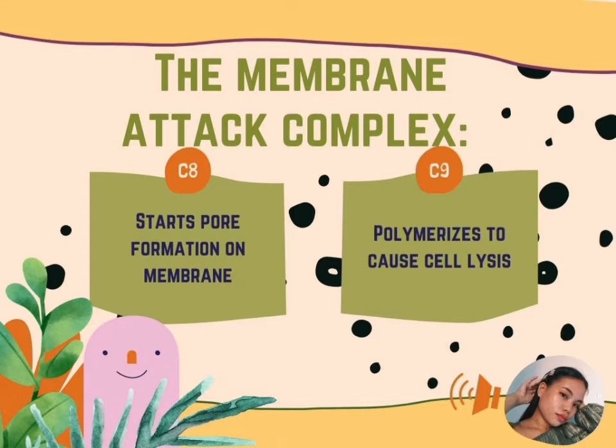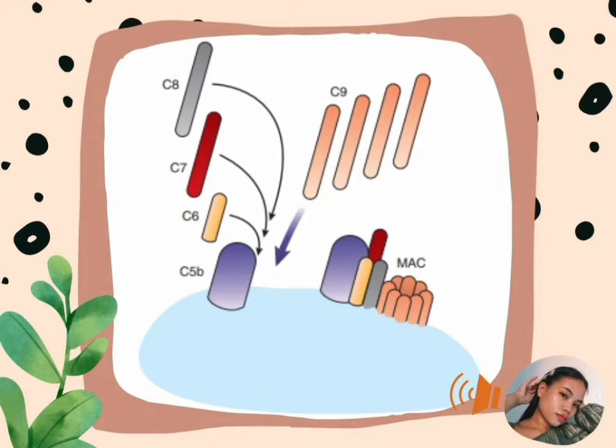C8 is made up of three dissimilar chains joined by disulfide bonds and has a molecular weight of about 150,000. Its function is to start pore formation on the membrane. On the other hand, C9 is a single polypeptide chain with a molecular weight of 70,000. The carboxyl terminal end is hydrophobic, whereas the amino terminal end is hydrophilic. The hydrophobic part serves to anchor the MAC within the target membrane. The complex of C5b, C6, C7, C8, and C9 is known as C5b9 or MAC.